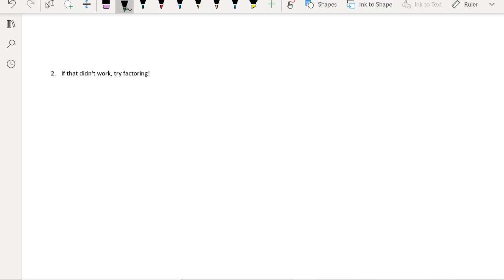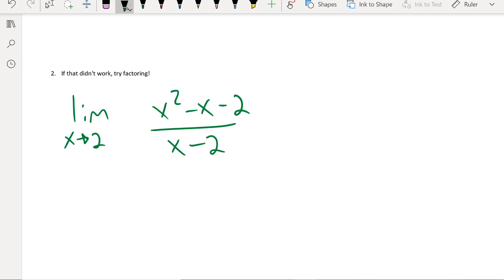So let's say I have the limit as x approaches 2 of x squared minus x minus 2 over x minus 2. Okay, so step 1, try to plug it in. If I plug in 2, down here this is going to be 2 minus 2, which is 0. That doesn't work. I can't have a 0 in the denominator. So step 1 doesn't work, so I do step 2.